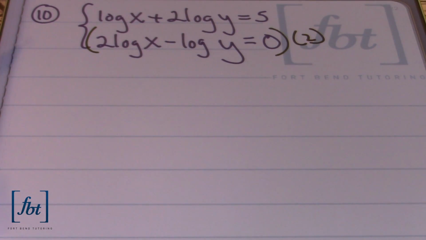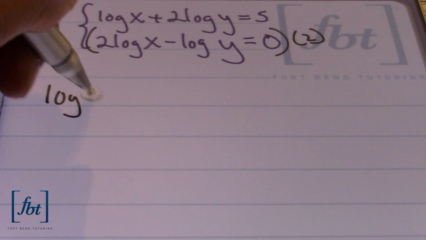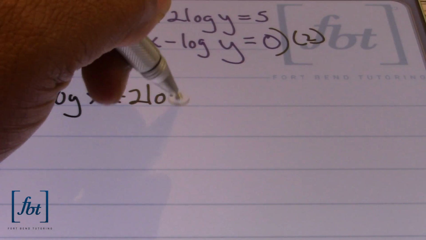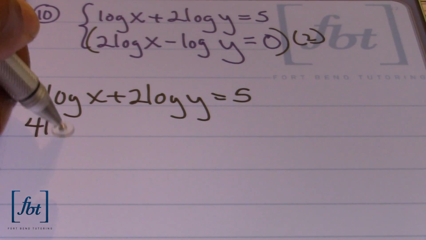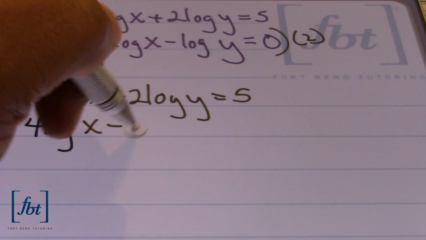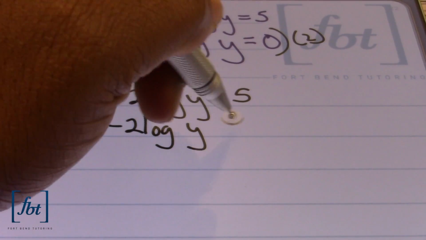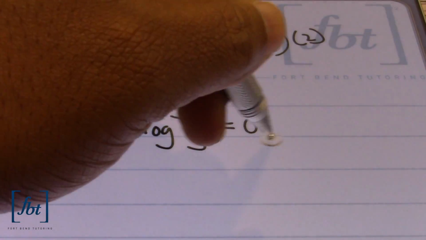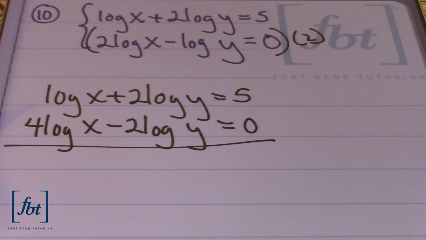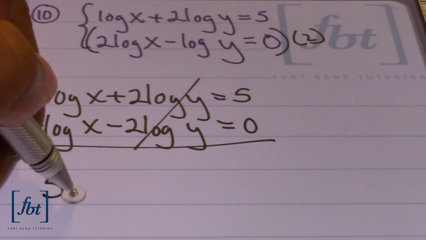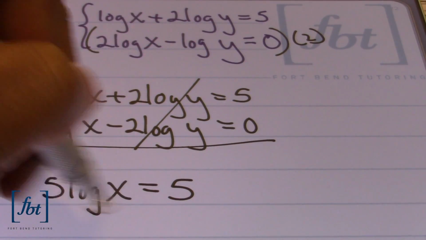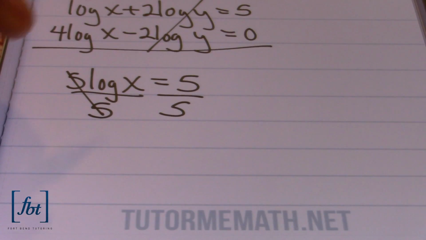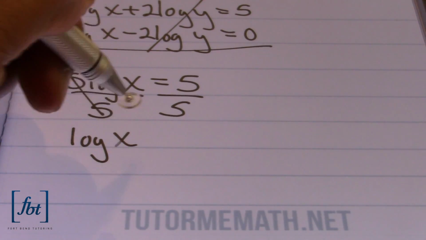So this will allow me to rewrite the system as log x plus 2 log y equals 5. And now this second equation reads 4 log x minus 2 log y equals 0. So, using the elimination method, adding these equations together, my y terms will cancel out and I'll bring down 5 log x equals 5. From here, we can divide both sides by 5. This gives us log x equals 1.